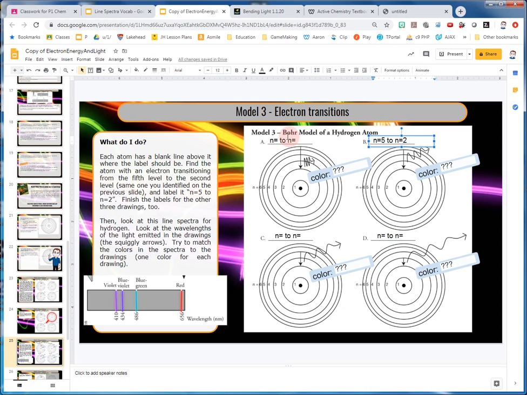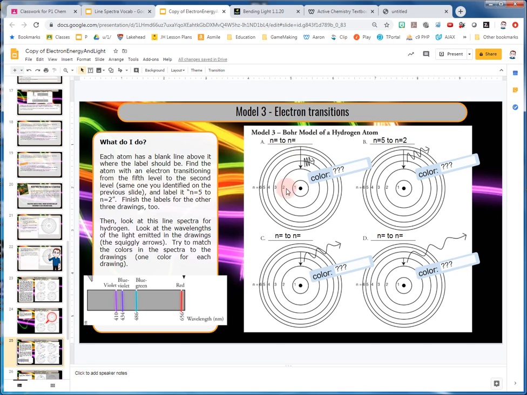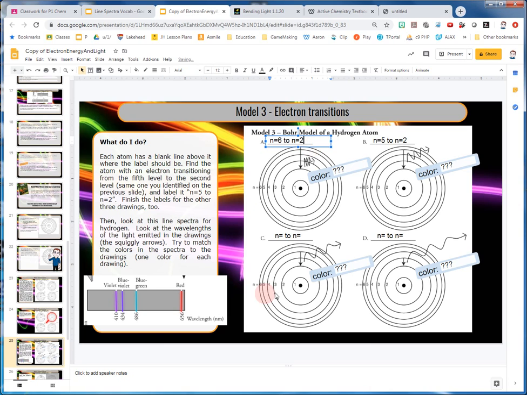Finish the labels for the other drawings. Well, let's see. This is N6 to N2. This one is 4 to 2.